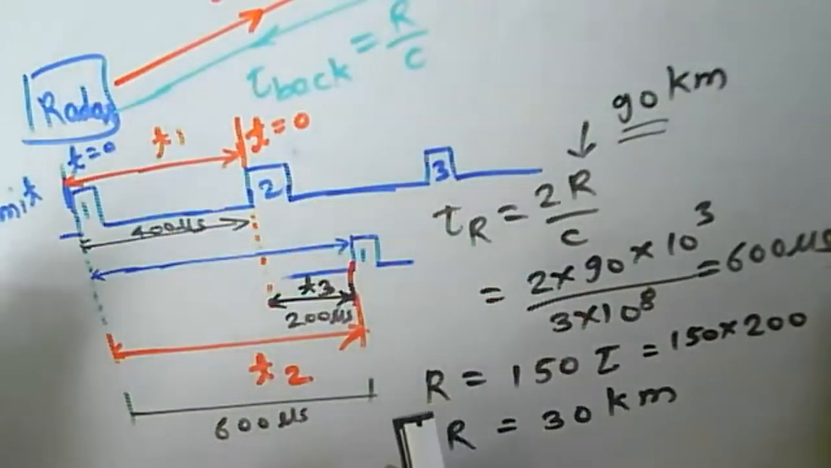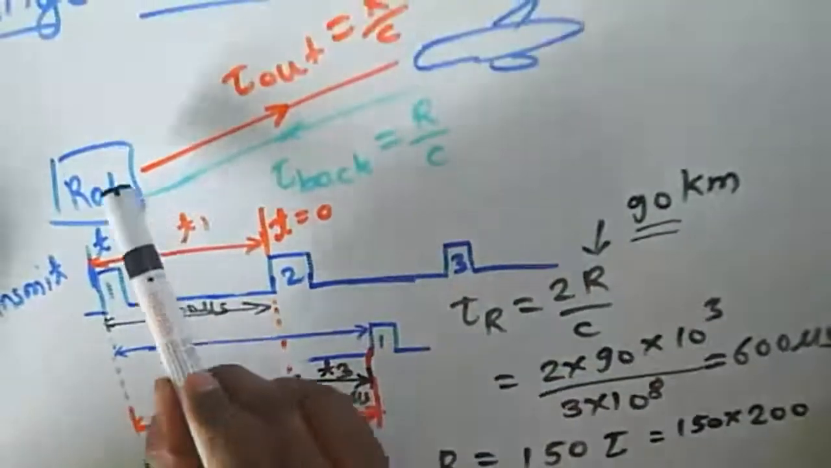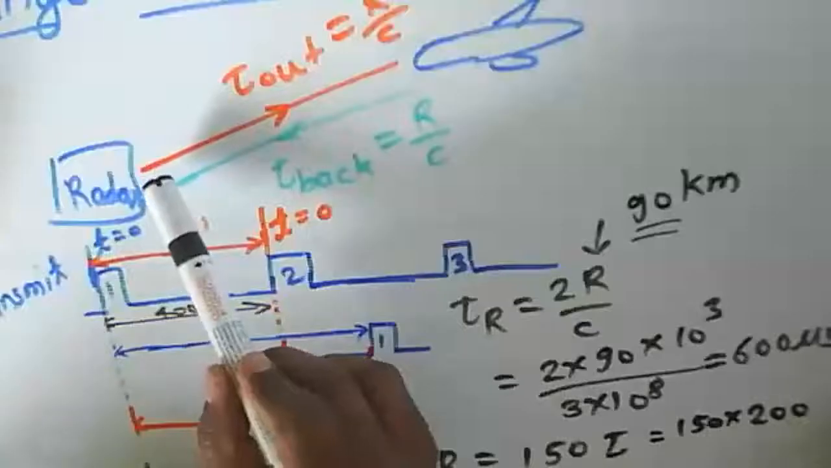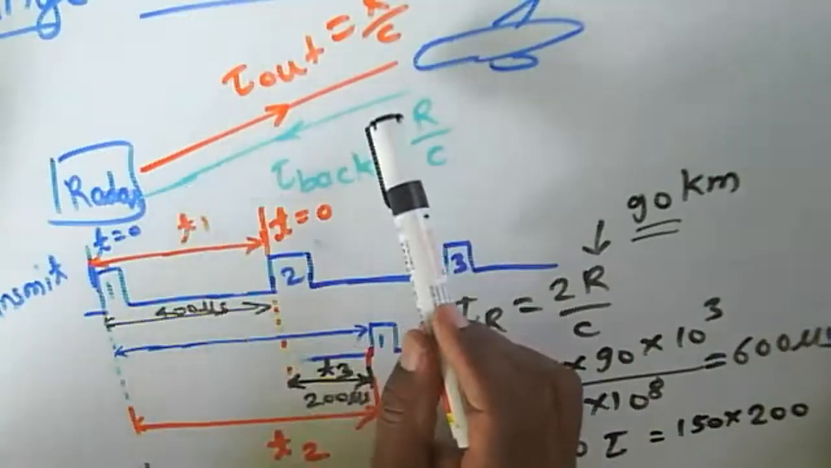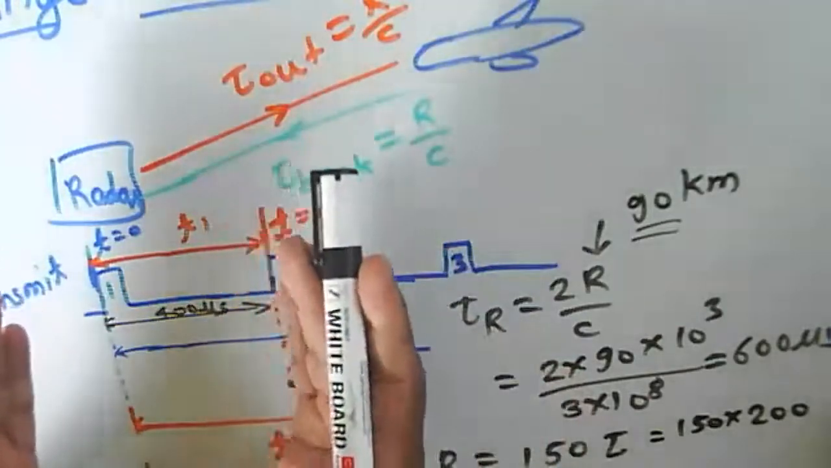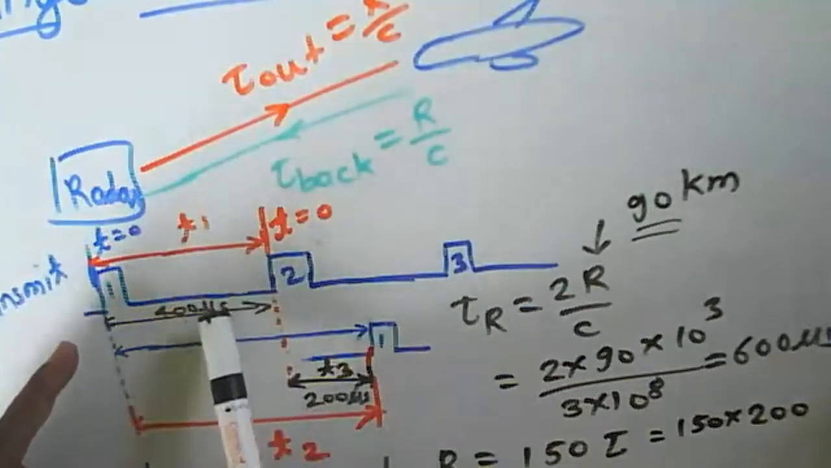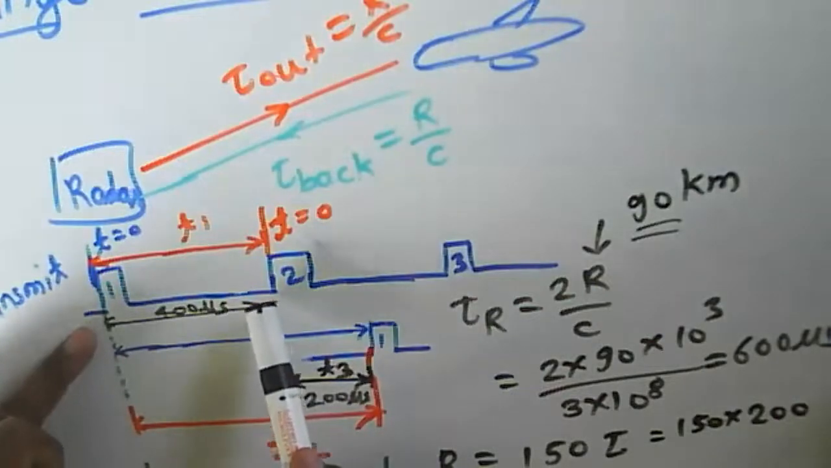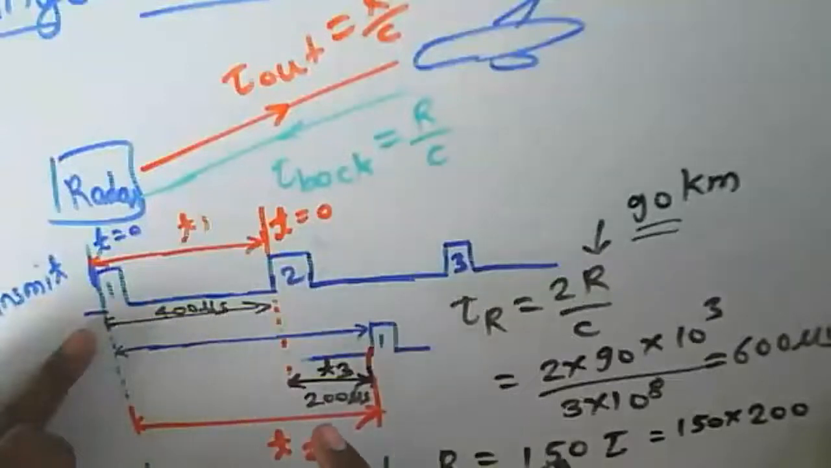And now, if we consider that radar range R is in between whatever pulses we are transmitting, in between this particular range, meaning we transmit one particular pulse and we receive the pulse before the next transmitting pulse, then that range will be an ambiguous range.